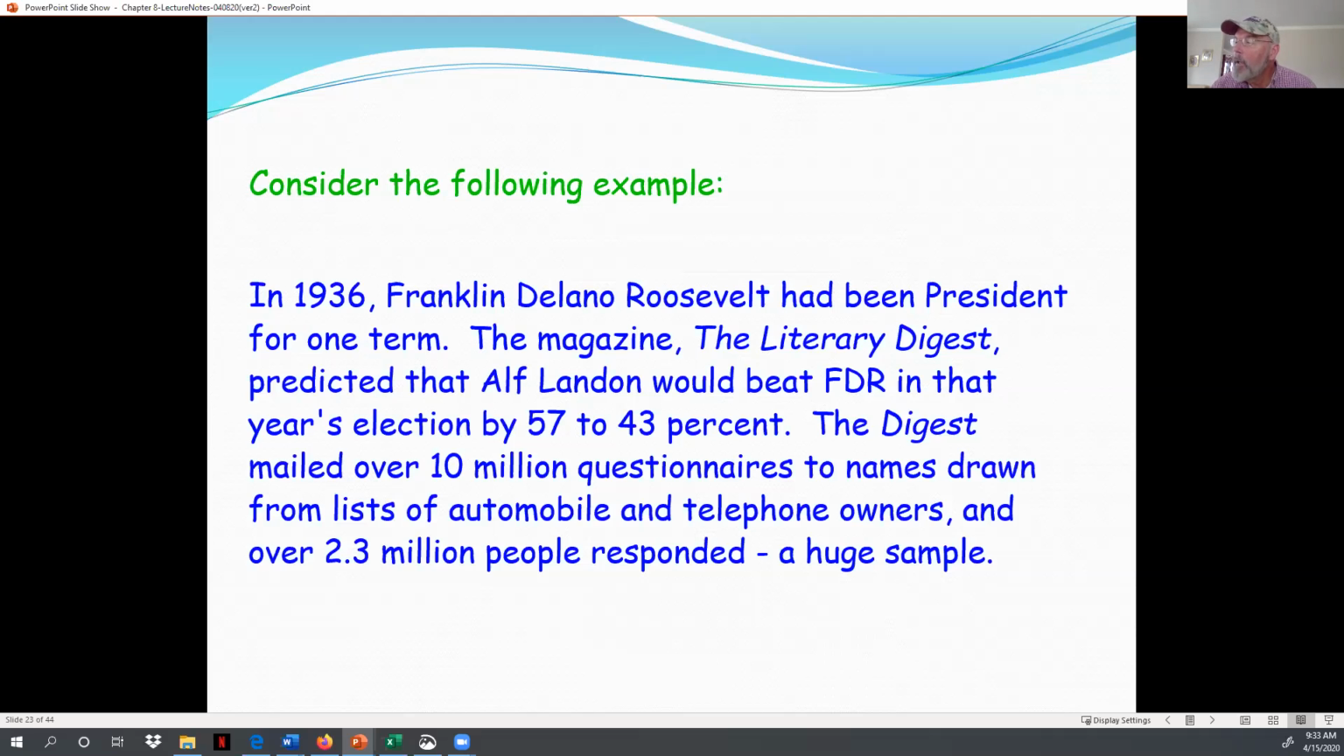This Literary Digest mailed 10 million questionnaires to people drawn from lists of automobiles and telephone numbers, and part of the magazine had the survey in it, and 2.3 million people responded. Quite a very large sample size.